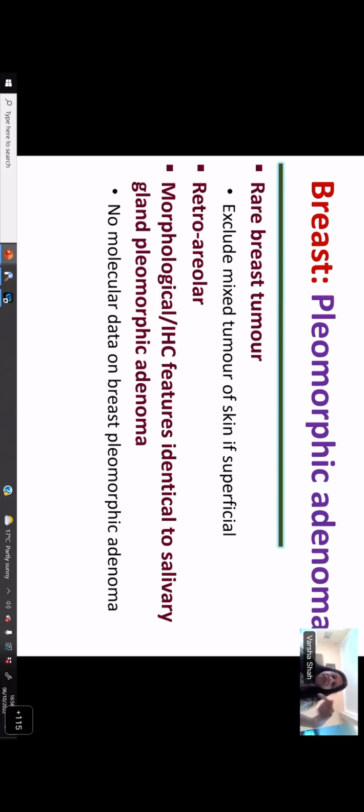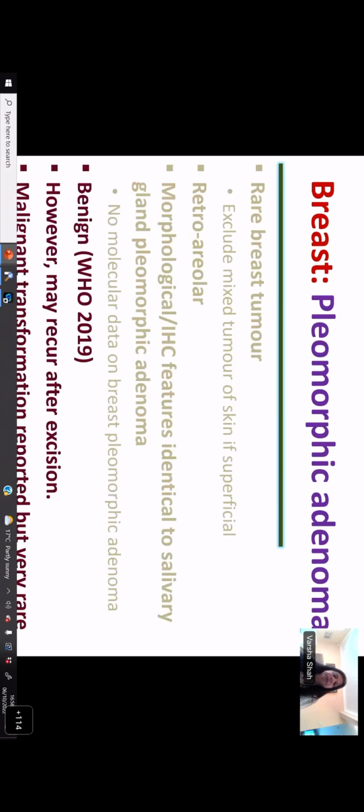Only thing is that even if it's a benign tumor here, the pleomorphic adenoma in the breast usually lacks the peripheral myoepithelial layer. It has a lot of myoepithelial cells within the lesion, in the center of the nests, but usually lacks a myoepithelial layer at the periphery.